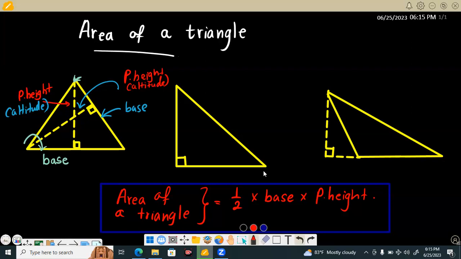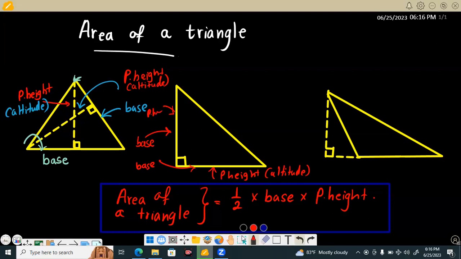If you consider a right angle triangle, and if you consider this as base, then this can be considered as perpendicular height. That means altitude. Okay, altitude. Or if you consider this as base, මෙයා base එක විදිහට consider කරොත්, then this is the perpendicular height or the altitude.